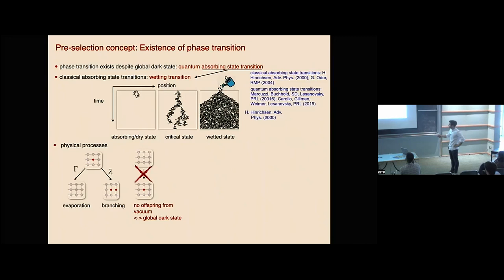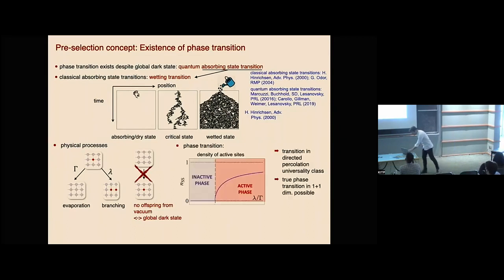So if there is a site wetted here, then there's two choices. Either it can evaporate completely, so it goes into the empty configuration, or it can branch out, yeah, so water is coming farther from above. What cannot happen to preserve this absorbing state is, of course, an offspring process. So we must not allow for the situation that out of the vacuum we really create a wetted site.